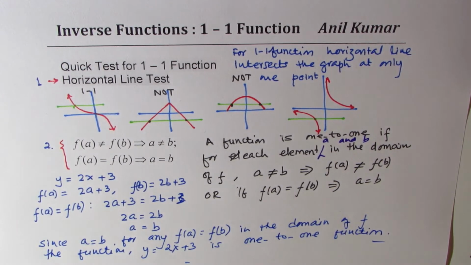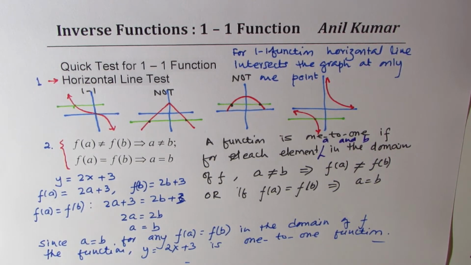Is that clear? So algebraically, we could prove like this, that a function is 1-to-1 if for every element a and b in the domain of the function, if their values are the same, then a and b are the same. Correct? So that is what it is.